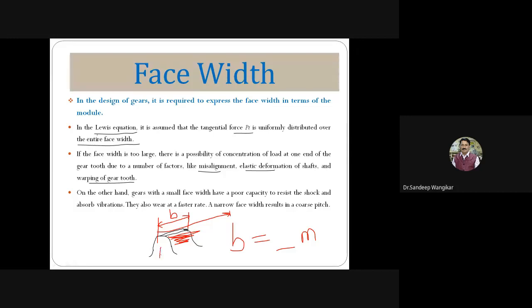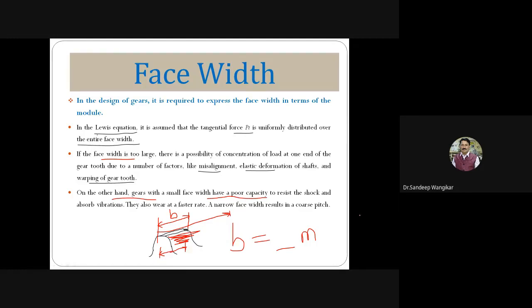On the other hand, if the gear face width is too small, assume that the face width is not like this, this is only half part. This is only your face width. So what will happen in this case? The small face width will have poor capacity to resist shock and absorb vibrations. They will also wear at a faster rate. Therefore, a narrow face width results in coarse pitch. So narrow face width is also not desired. If it is too large, not desired. If it is too small, again not desired. Both are not desired cases.